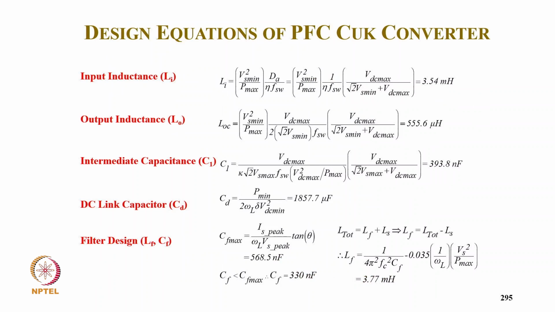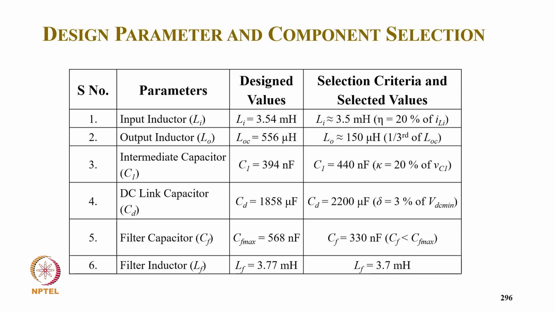And these are the design values. For the input inductance, Li comes to 3.54, the output inductor comes to 556.6 microhenry, the intermediate capacitor C1 comes to 93.8 nanofarad, the DC link capacitor comes to around 1857, the filter capacitor CF comes to 330 nanofarad, and LF comes to 3.77 millihenry. These are of course the design data and selected data.